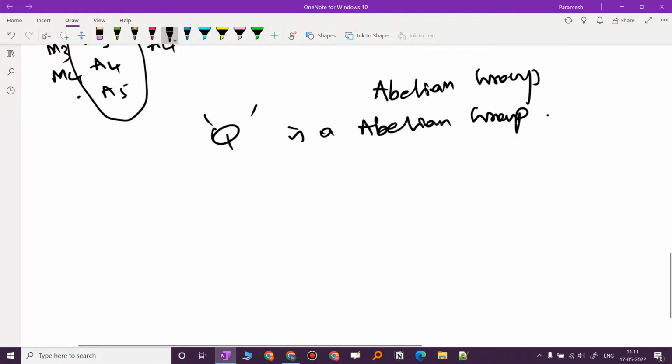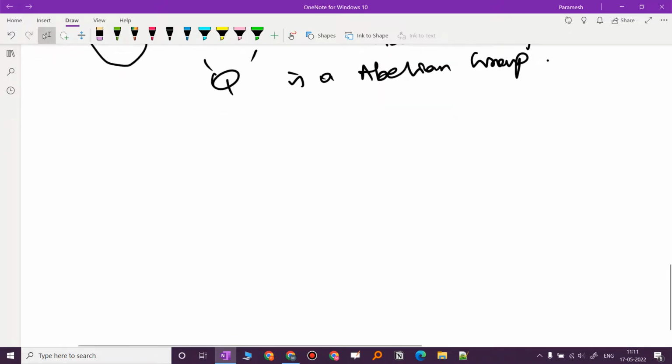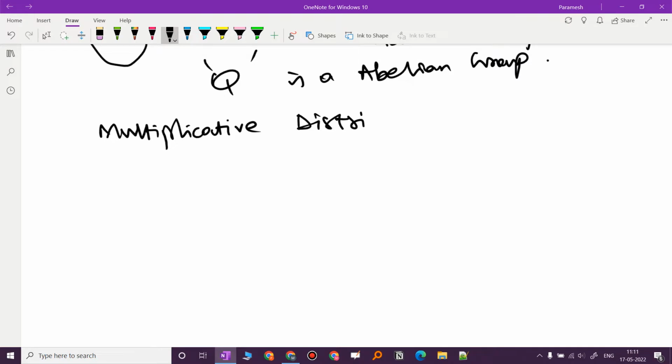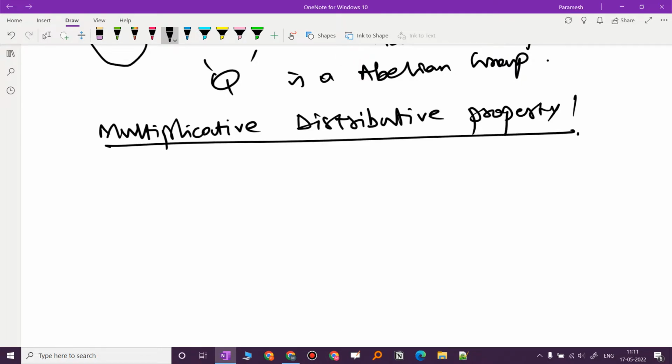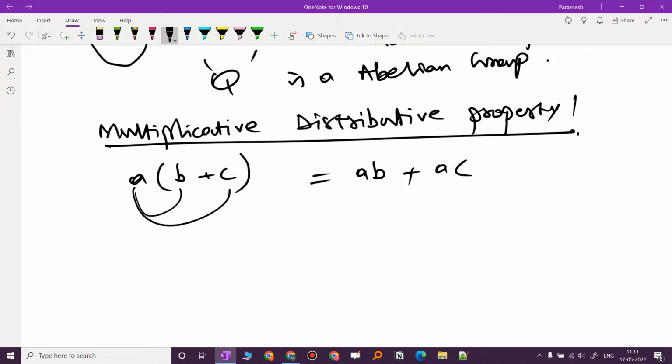It also satisfies the multiplicative distributive property. Every number set holds the multiplicative distributive property. That means a into (b plus c) is equal to a into b plus a into c: a is multiplied by b, ab, plus a is multiplied by c, ac, so ab plus ac. Any number set satisfies this property.